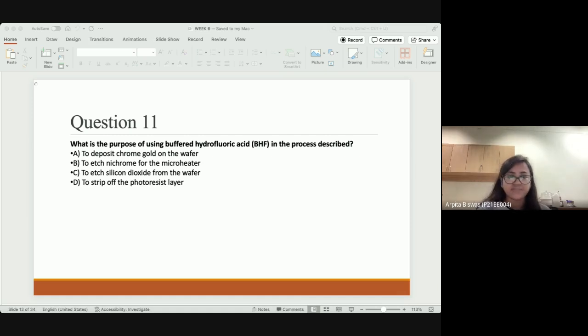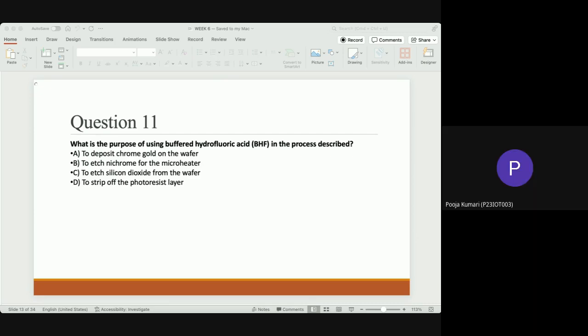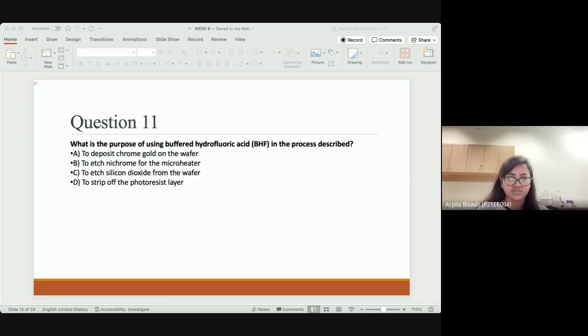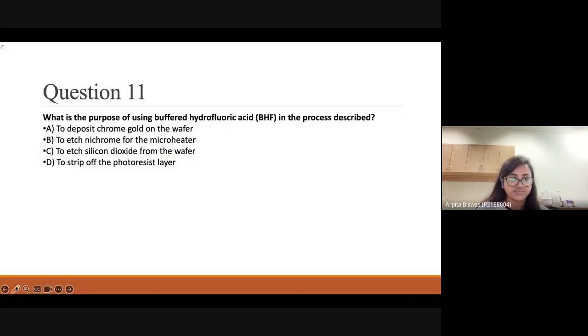So what is the right answer? What is the purpose of using the buffered hydrochloric acid in this process described? Option C. Yes. Okay. Option C is the correct answer. Good. To etch the silicon dioxide from the wafer, we dip this wafer into the BHF solution. Okay, good.